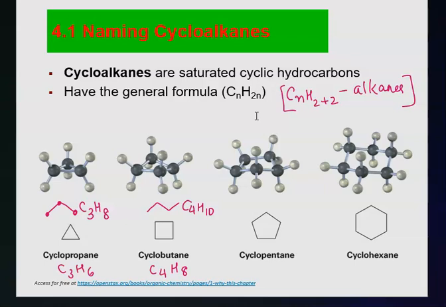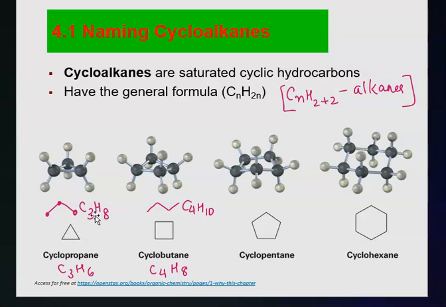They have the general formula CnH2n, and in comparison to the normal alkanes, they are short of 2 hydrogens. So the general formula of alkanes is CnH2n+2. This is CnH2n, and you can take a comparison here to see that for the same number of carbon atoms, we have fewer hydrogen atoms when it takes the form of a ring.